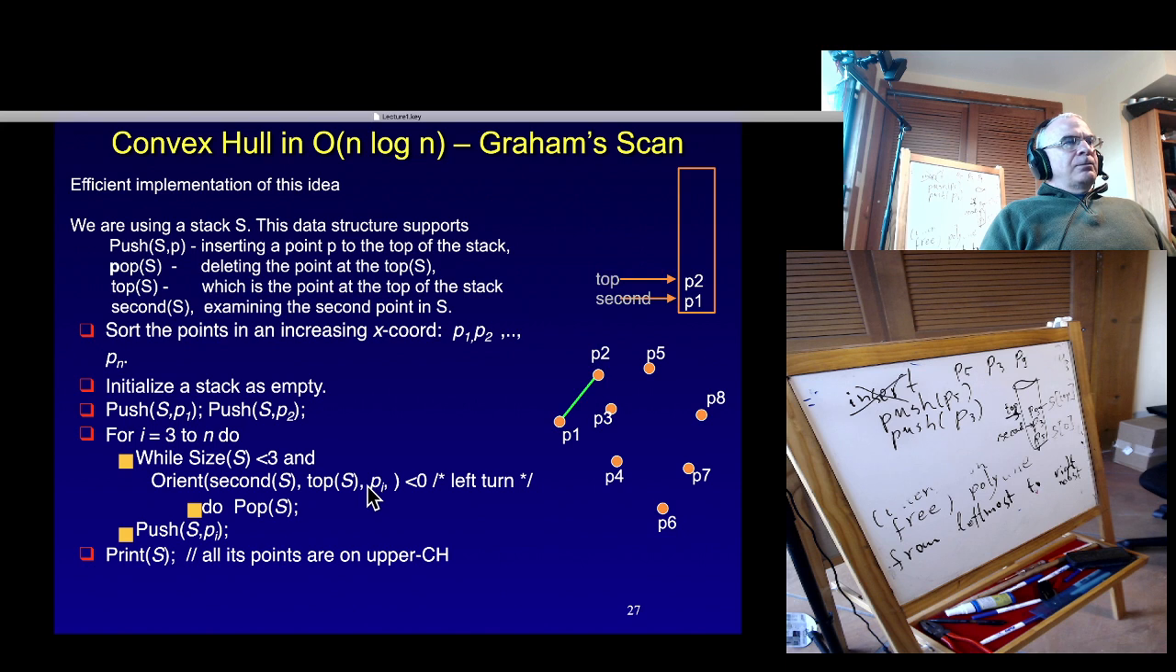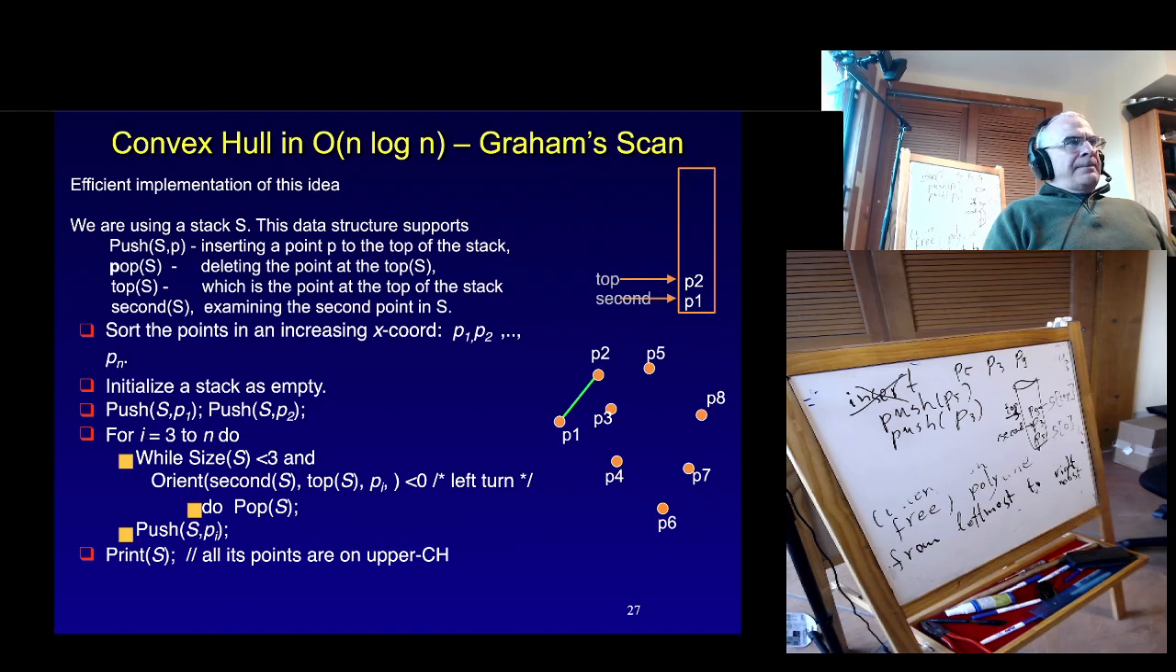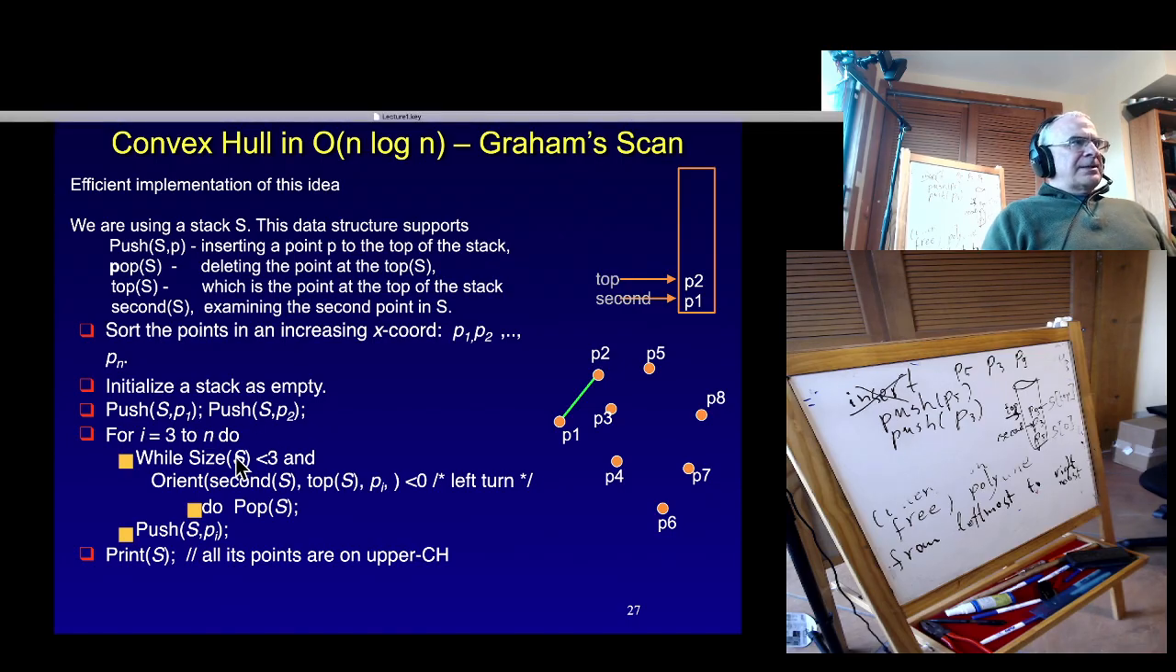Had you made a left turn when you went from the second of the stack, to the top of the stack, to Pi? In this case, who is the one that is going to be removed? Then do pop from the stack. And if not, just move to the next step, which is push of Pi into the stack and move to i plus 1. Let's see how it goes. So, ignore the condition on the size of the stack being smaller than 3.